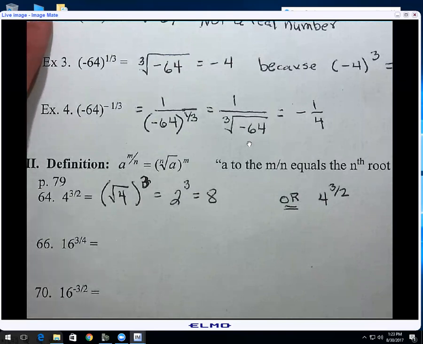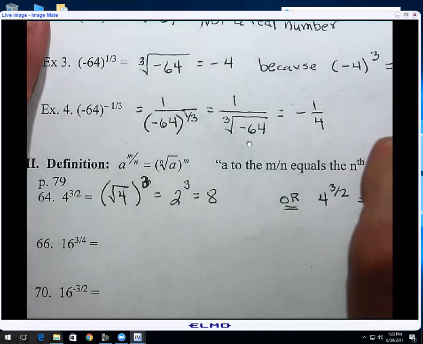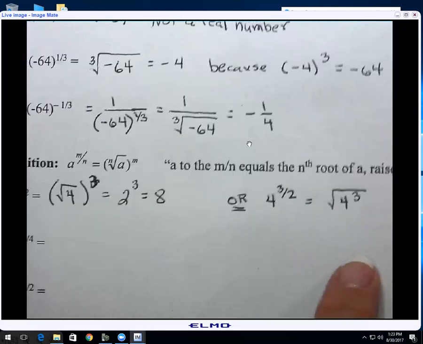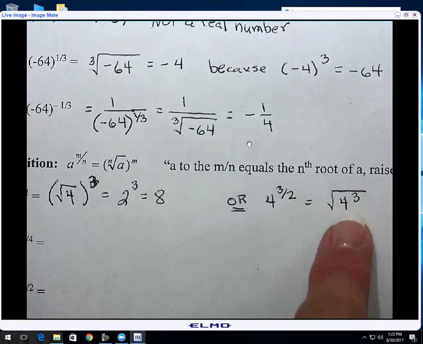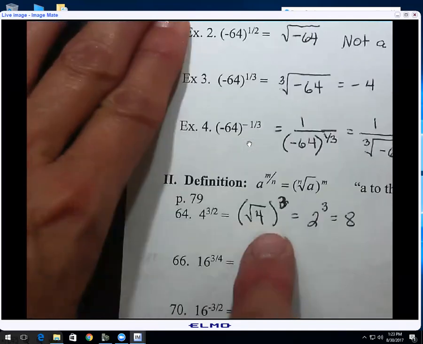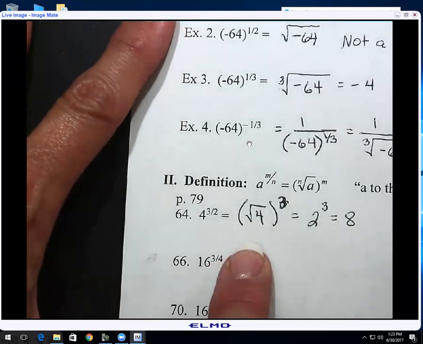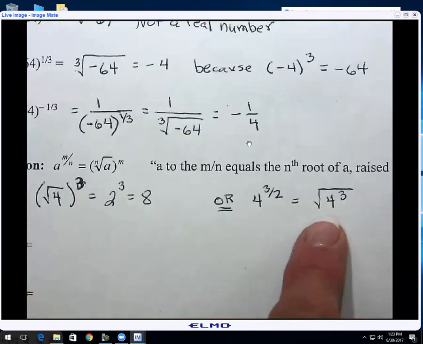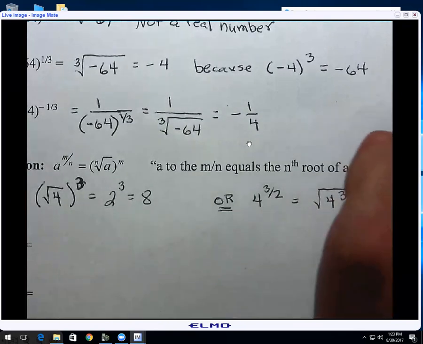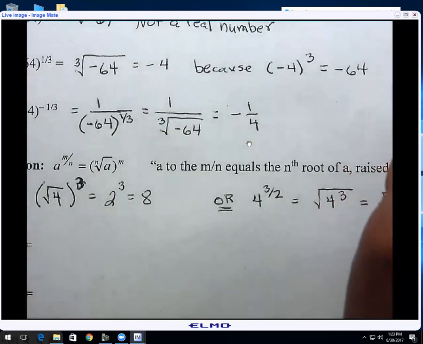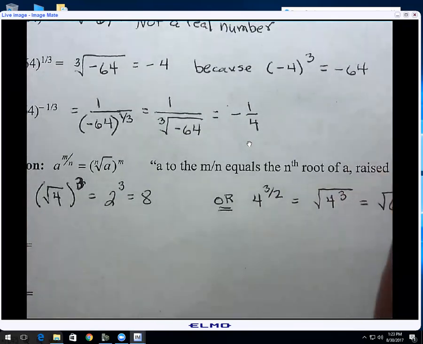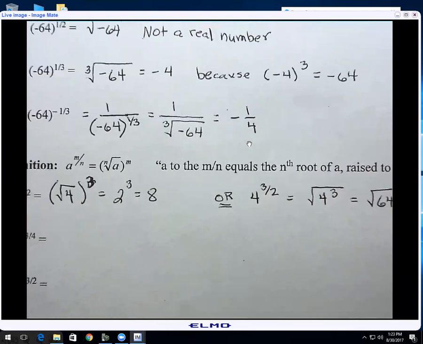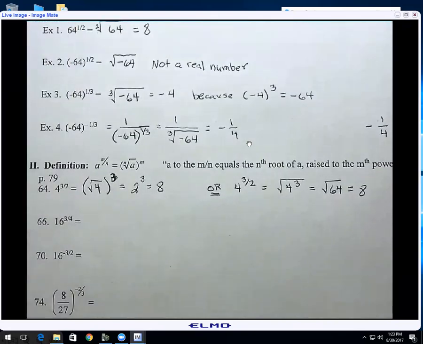Somebody usually asks if it would be okay if I cubed the 4 first and then took the square root. Would it be okay if I had the 3 under the radical instead of outside the radical like I did here? Well, let's see if we get the same answer. 4 cubed is 64, and the square root of 64 is 8. So we do get the same answer either way.